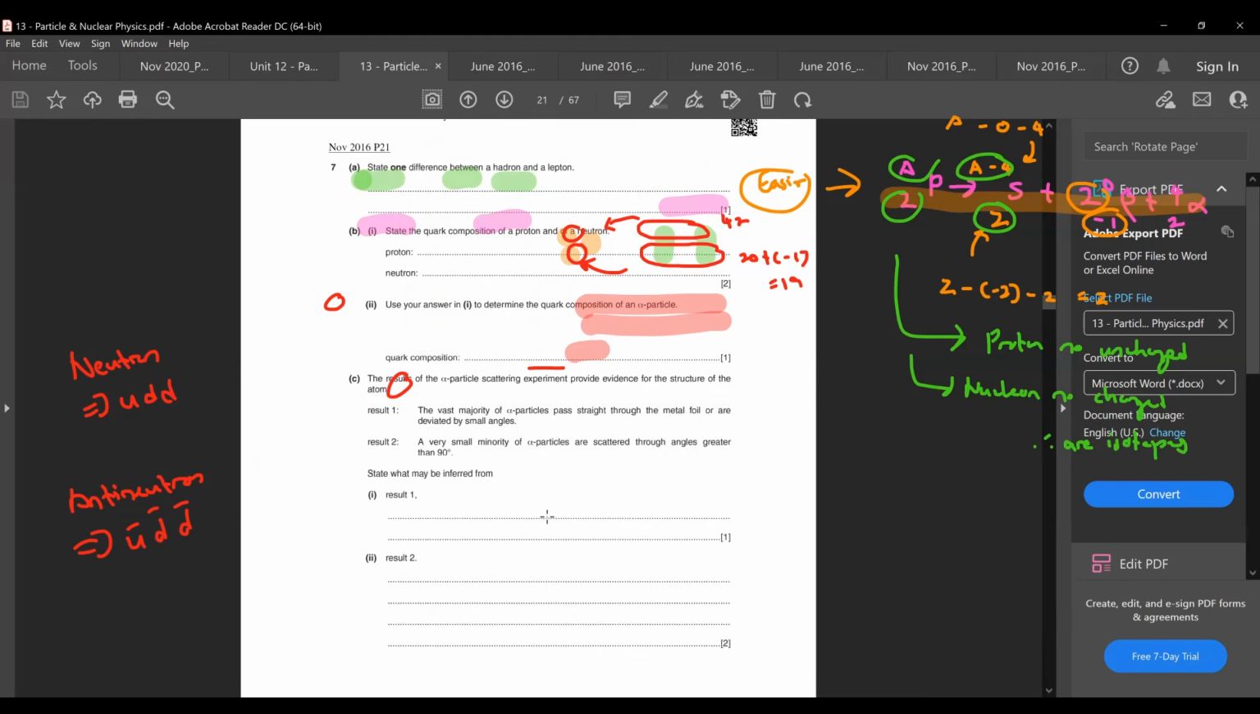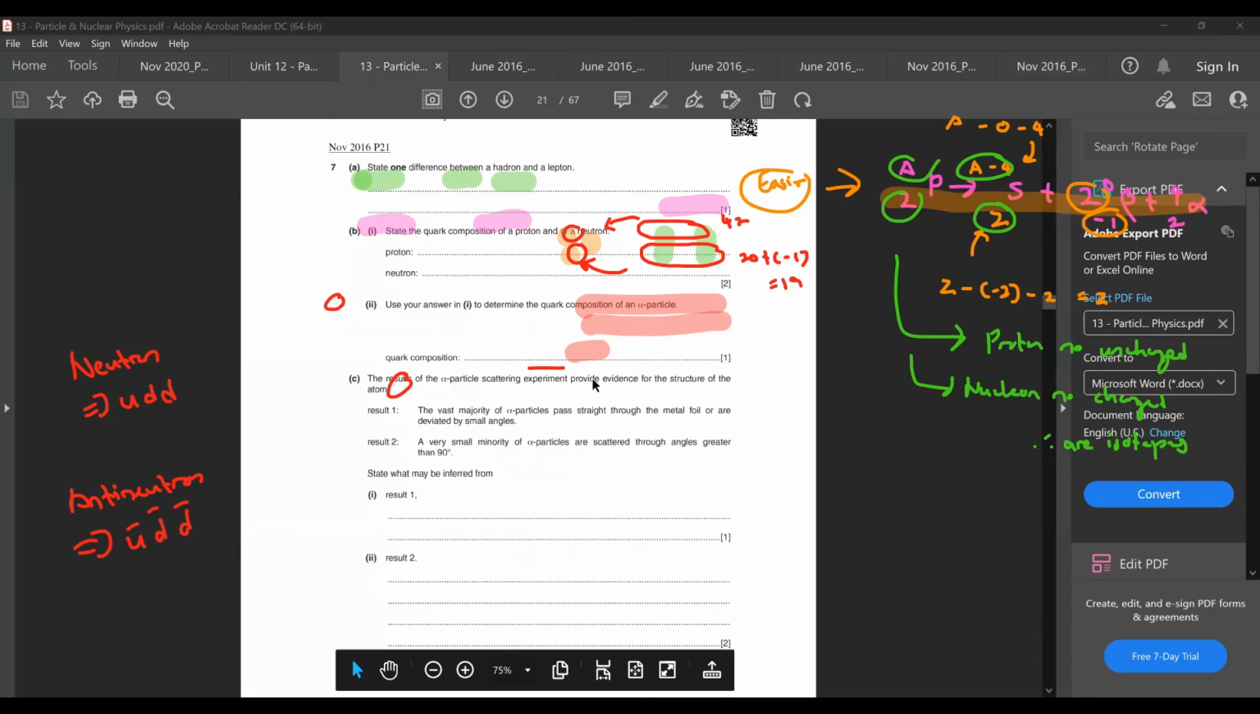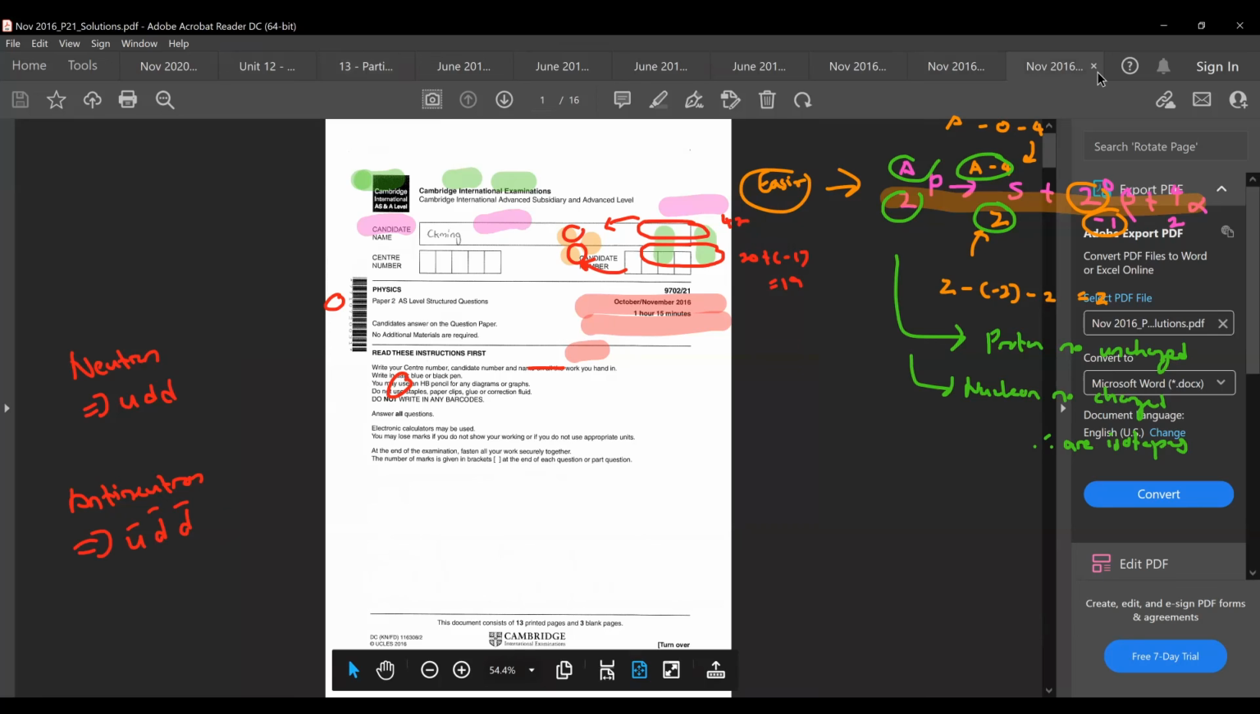Now this one is where you start to have the Rutherford alpha particle scattering experiment. Okay, now number 16 P21. Have a look at November 16 P21.